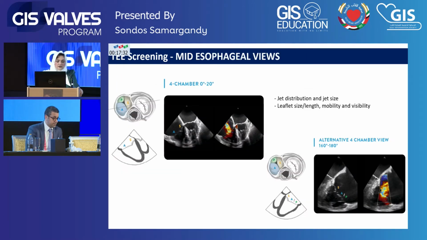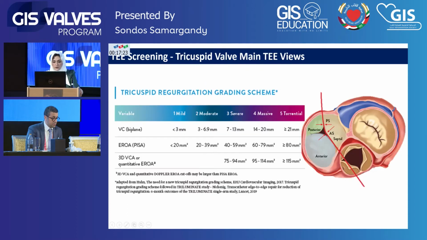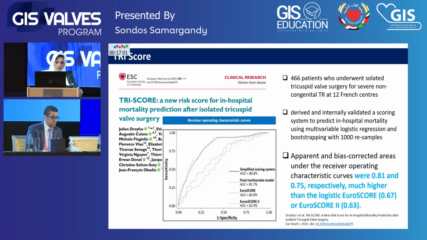So this is the first one, the severity of the TR, mid-esophageal four-chamber view. You look at what's going on. And then this is another grasping view, which is the 180 or 0. Then you have the grading, and I think this is being adapted more and more, from mild to torrential, or massive also. As the TRILUMINATE study suggests, even dropping the tricuspid regurgitation by 2 grades, you're still in the severe, like from torrential to severe, and patients do very well, and I have seen it. There is now the TRI-SCORE system that has been implemented in the last 6 months or 1 year, and it works, actually. It's kind of a scoring system.